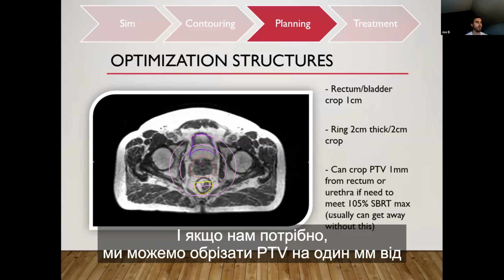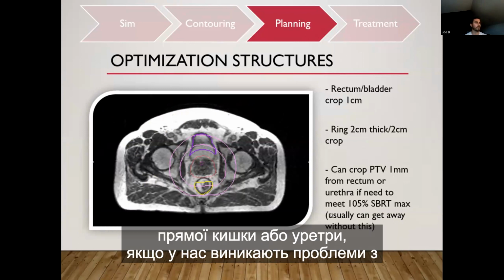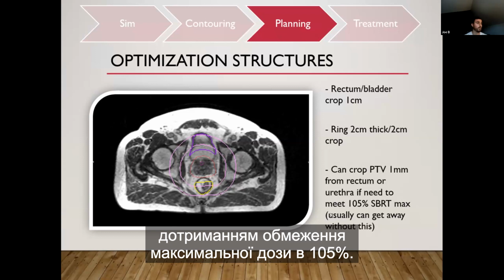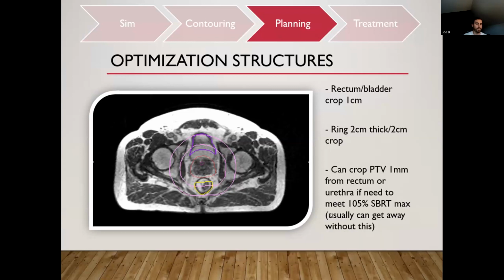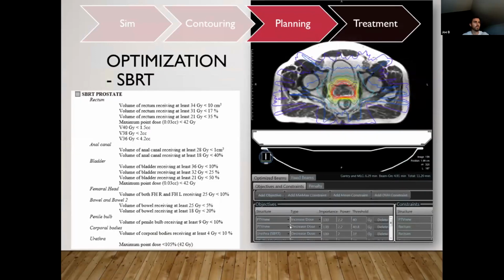And if we needed to, we could crop the PTV 1 millimeter from the rectum or the urethra if we were having trouble meeting the 105% dose max constraint. But usually we can get away with this by just keeping the plan nice and cool using the optimizer. So yeah, this is on the right.